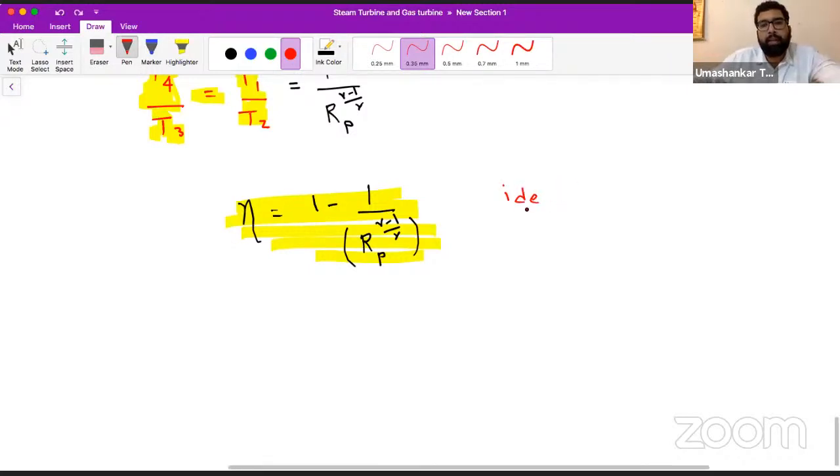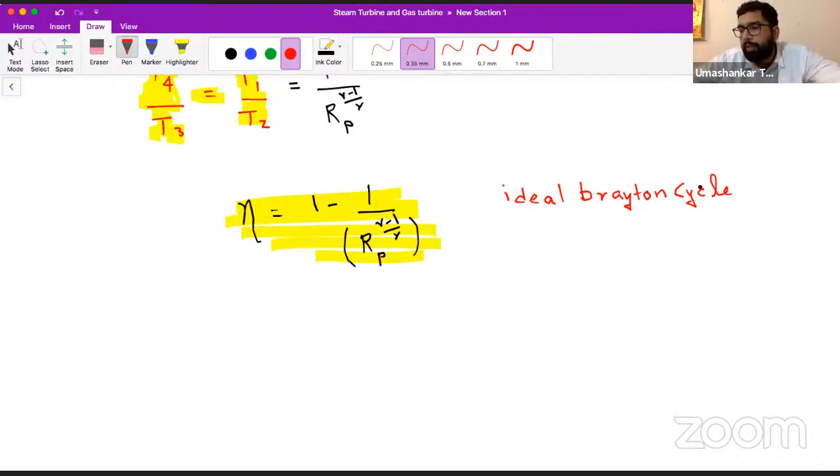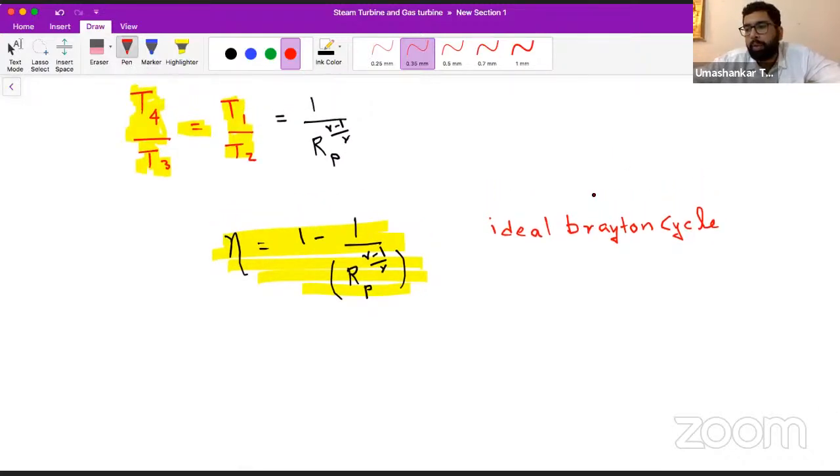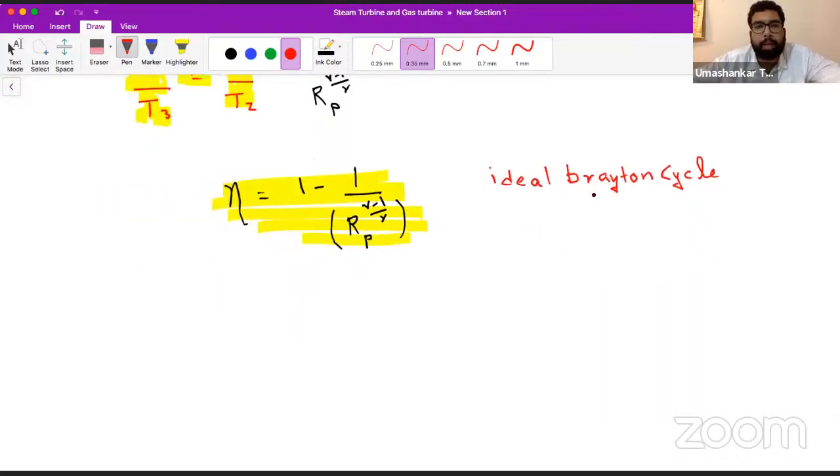We can call this the expression for the efficiency of the ideal Brayton cycle. Is that clear to all of you? How we have derived it? The students who are live in this session can reply to me. Is that clear how we found the efficiency of the ideal Brayton cycle? So if we have the pressure ratio, we can directly find out the efficiency of the ideal Brayton cycle.